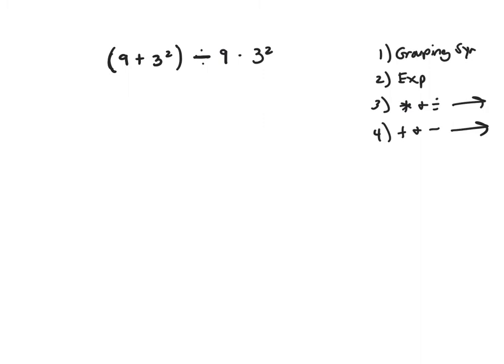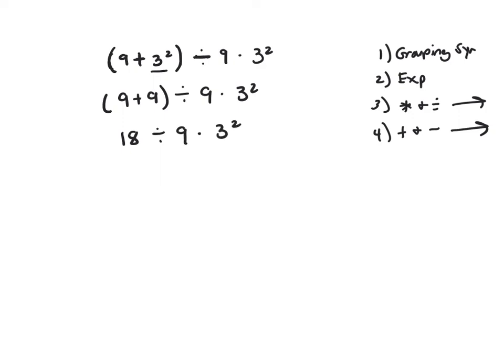So I want to do what's inside my grouping symbols first, and I've got addition and I've got exponents. So I want to do the exponents first. So that will be 9 plus 9 because 3 squared is 9, and then bring everything else down. Do what's inside your grouping symbols, and that will be 18. I can drop the grouping symbols now. I've added 9 plus 9 divided by 9 times 3 squared.